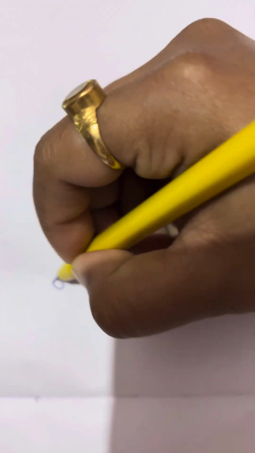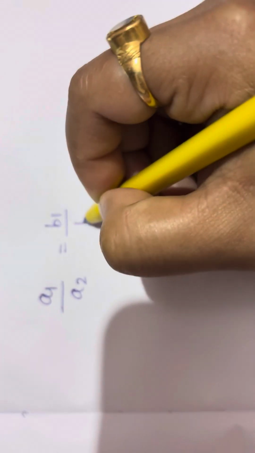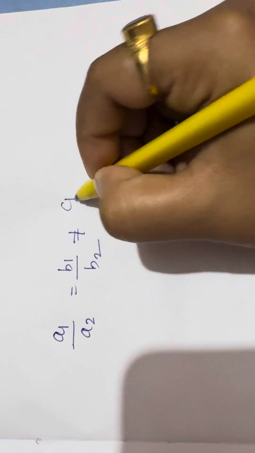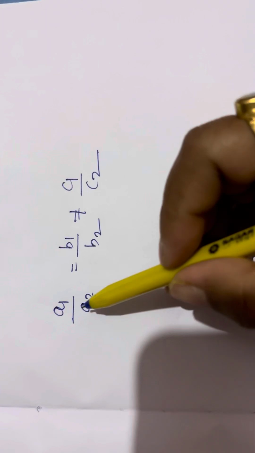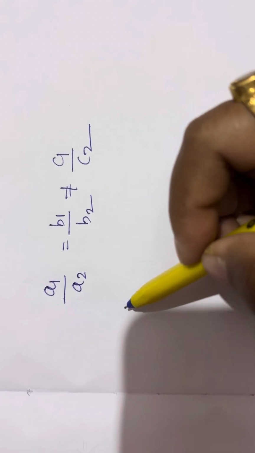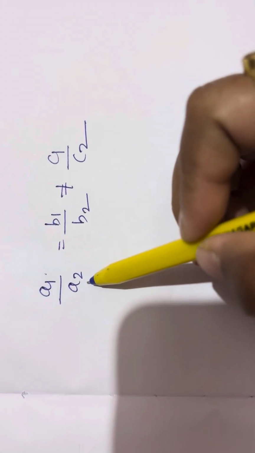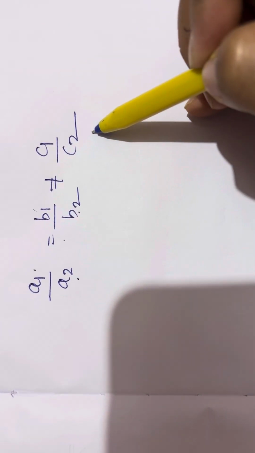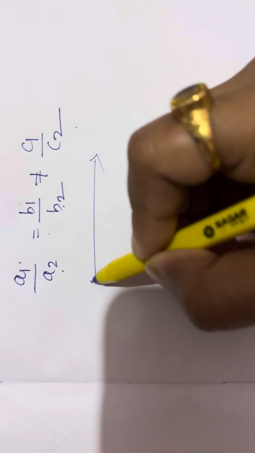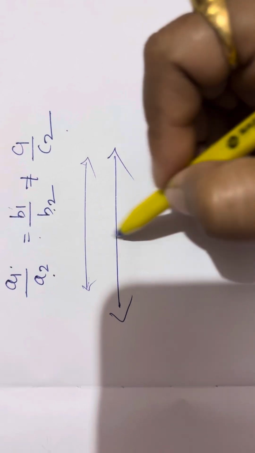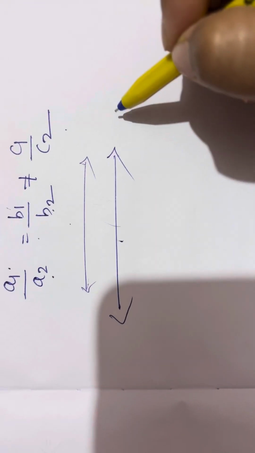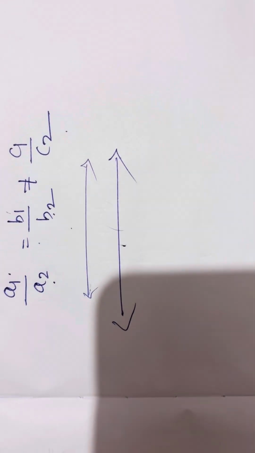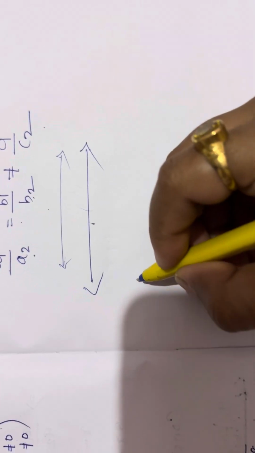When the condition is a1/a2 = b1/b2 ≠ c1/c2, when you take two linear equations and you get a1/a2 equal to b1/b2 but not equal to c1/c2, then the two lines will be parallel to each other. They will never meet each other at any point. Hence they will have no solution. Let's take an example and see.